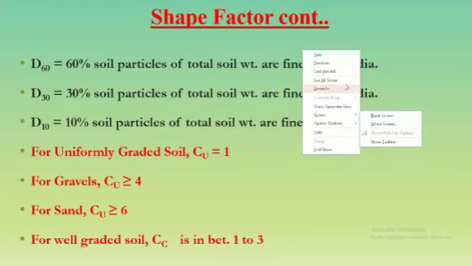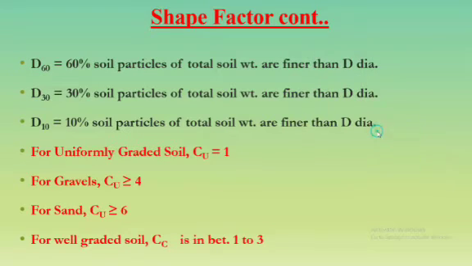Suppose d30. The meaning of d30 is that 30% of soil particles are finer than this d diameter, okay, and 30% of what? 30% of the total soil weight. Similarly, d10 is the diameter such that 10% of soil particles of the total soil weight are finer than this d diameter.